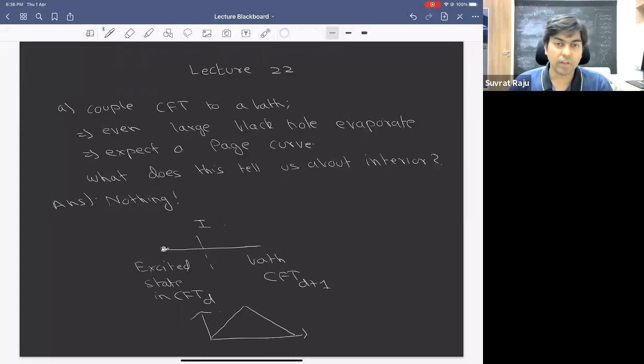The fact that you see a Page curve doesn't tell you anything, since you don't even require this excited CFT to be holographic or to have a black hole in the bulk. You'll just always see a Page curve. You have a tensor factor and you'll always see a Page curve.